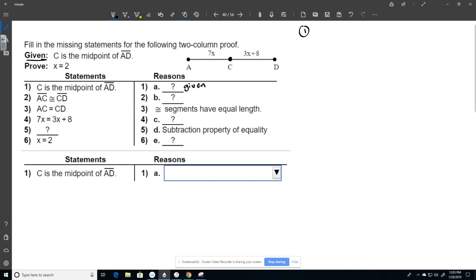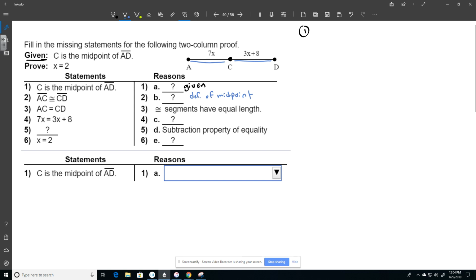Statement 2 says that AC, which is this part right here, is equal to CD, which is this part. And we know that that is true because C is the midpoint. That's what makes those two equal. So my answer there would be that's because the definition of a midpoint. Remember, the definition of a midpoint tells you that the two sides are equal. Step 3, it does it for you. It just says that if those are the same length, then they're equal to each other.